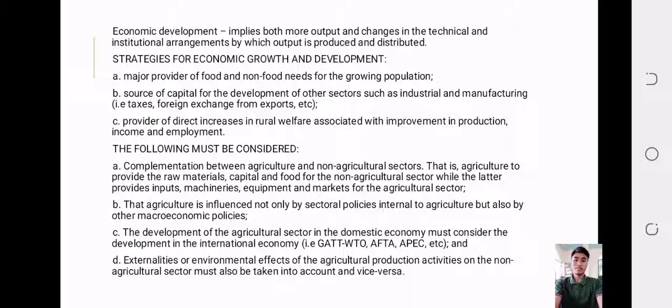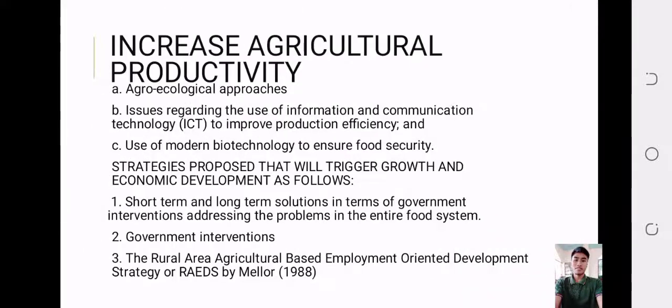So these are the following that must be considered. Increase agricultural productivity: A. Agroecological approaches. B. Issues regarding the use of information and communication technology, ICT, to improve production efficiency. And C. Use of modern biotechnology to ensure food security.